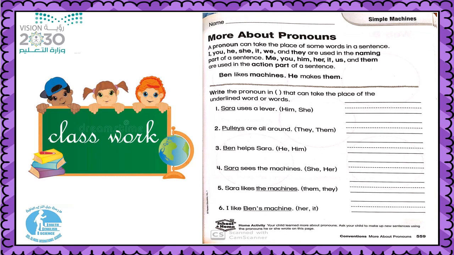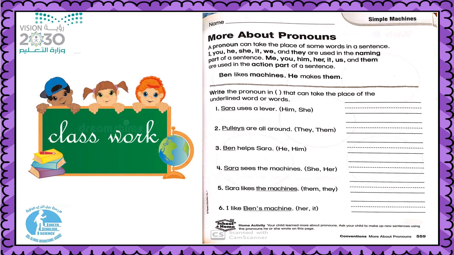Look at the example. Ben likes machines. Instead of Ben, and Ben is in the naming part, in the subject part, the beginning of the sentence, we will say he. He makes, instead of machines, we say them. We don't say they because we cannot use they in the action part of the sentence. We wrote he makes them.